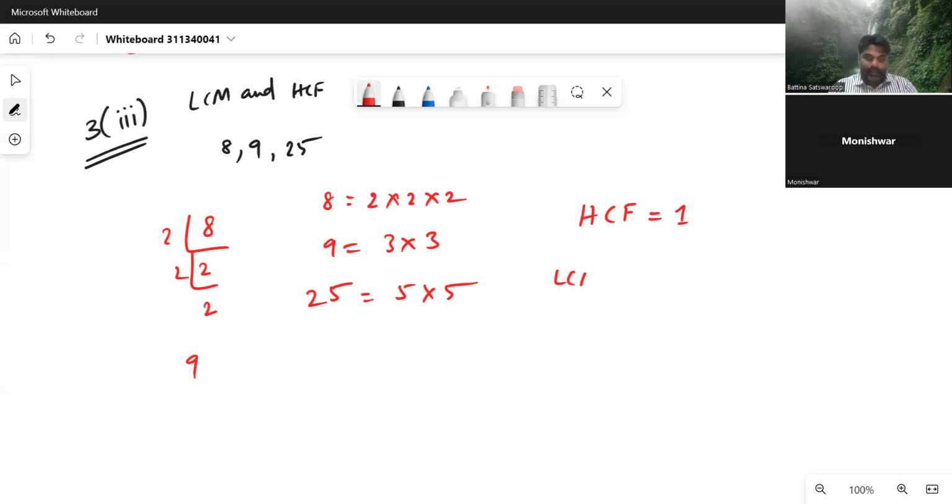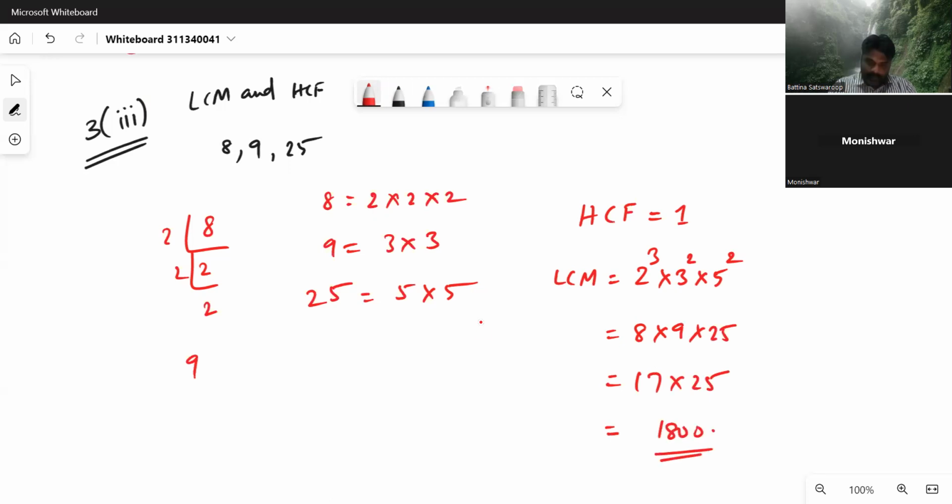And when it comes to LCM, now tell me the LCM. 2 cube into 3 square into 5 square. Very good. So that is 8 into 9 into 25. That is 72 into 25. I mean, 8 nines are 72, sorry. 72 into 25, you will get 1800. Clear?